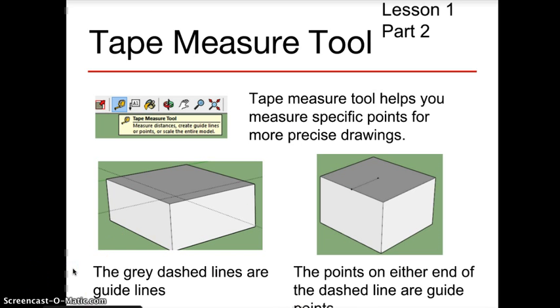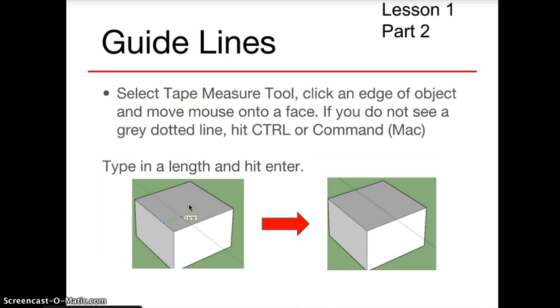All right, the tape measure tool, as I was saying, is great for helping find specific points for precise drawings, and you can tell by the dashed points. You can find center points and midpoints and actually align things correctly with this tool. Click on the edge of an object and move the mouse onto a face. If you don't see a gray dotted line, hit Control or Command.